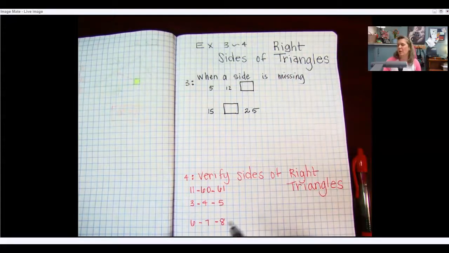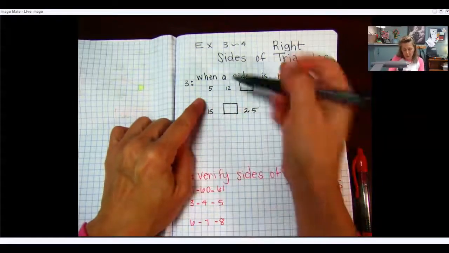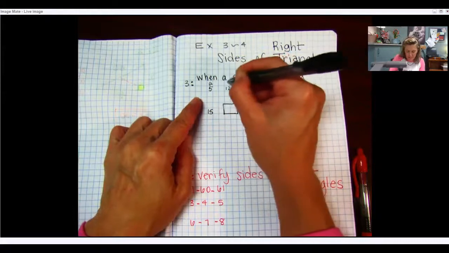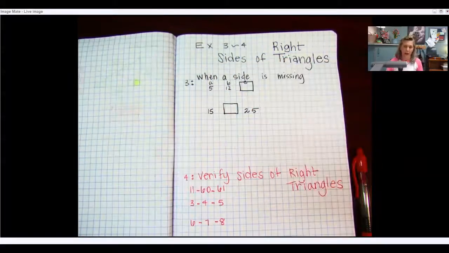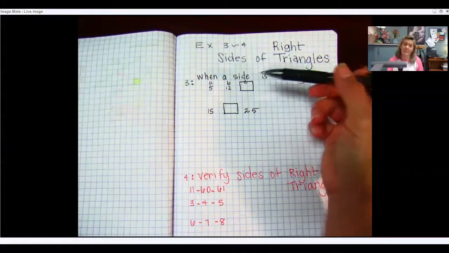What you need to figure out is if it's one of the legs that are missing, or is it the actual hypotenuse that's missing. So over here, I know that this is an A, B, C format. So for my first example, this C is missing.